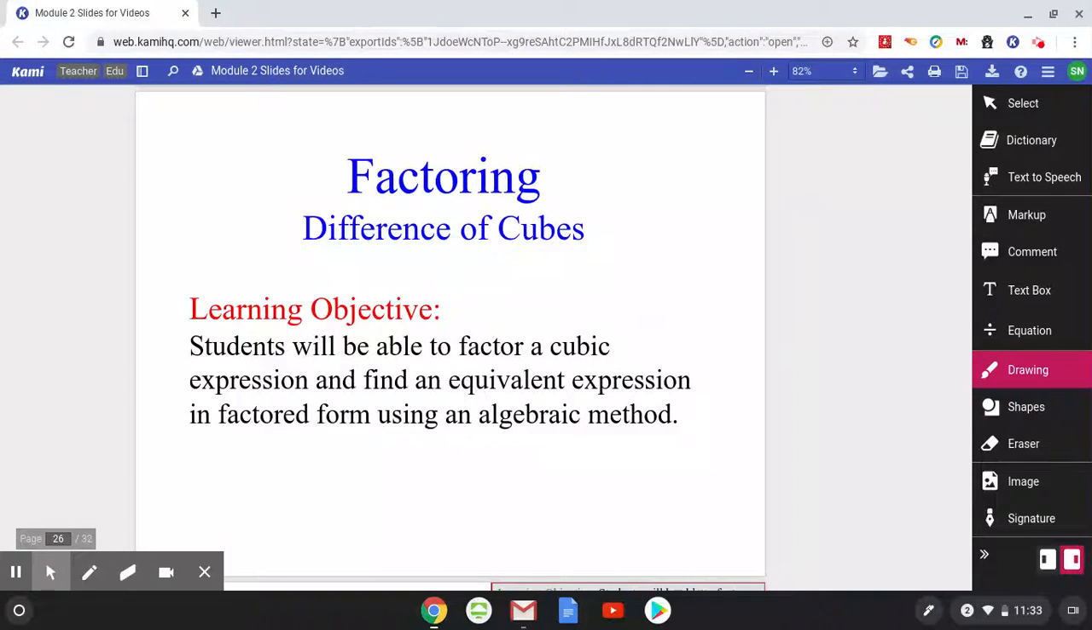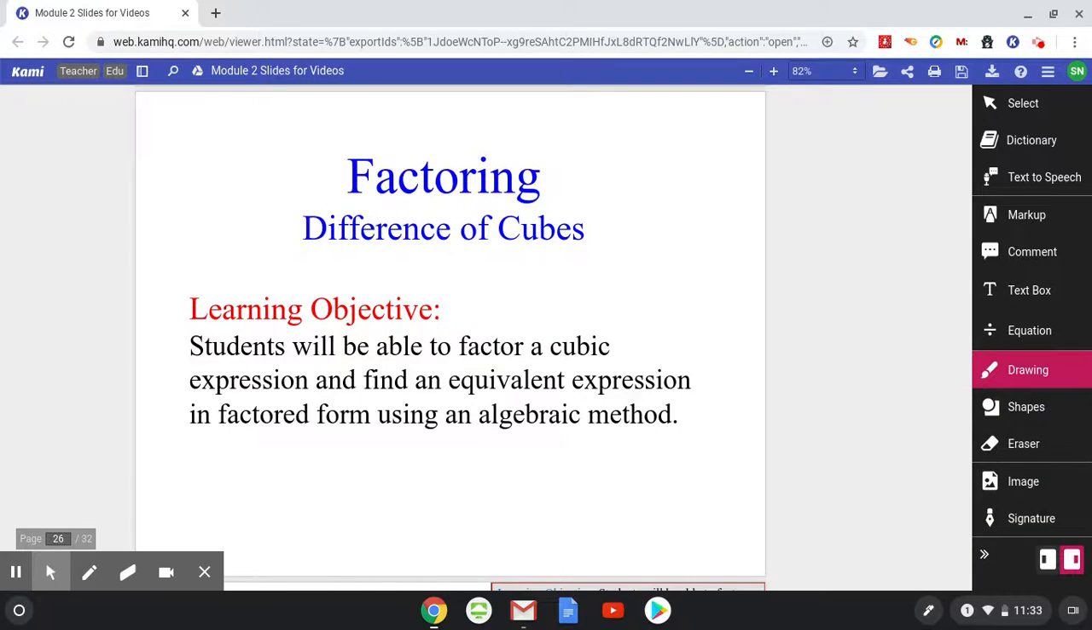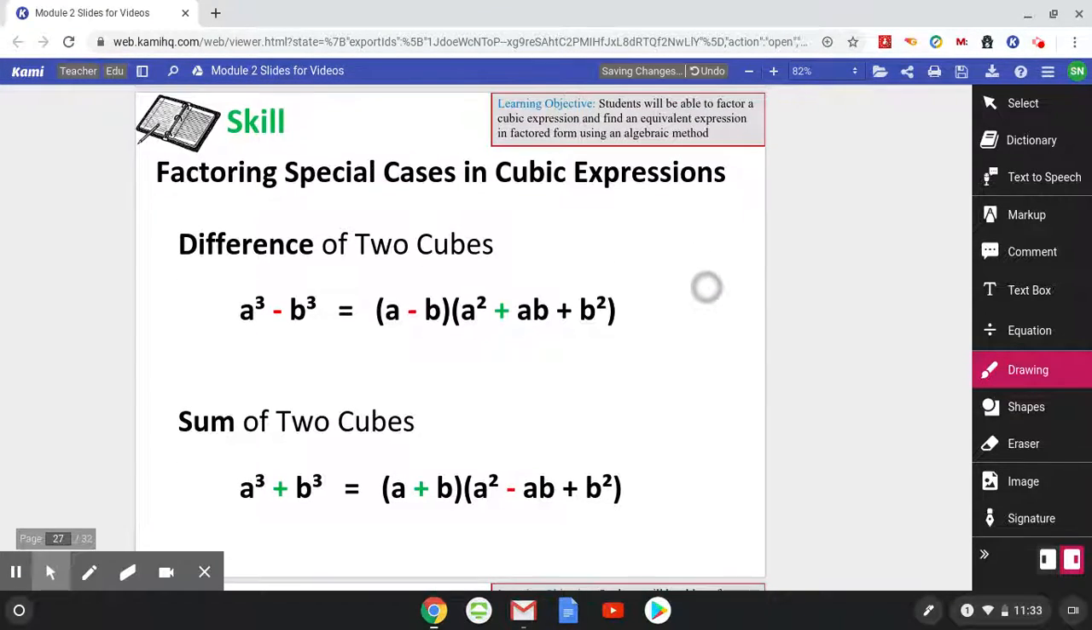Hello. In this video, you will learn about factoring, and we will be using a technique known as the difference of cubes. We will be factoring cubic expressions, meaning the exponent is going to be 3 or multiples of 3, 6, 9, and so on. We will start by analyzing the formulas.